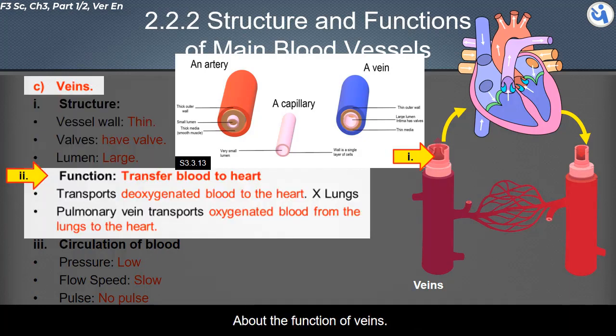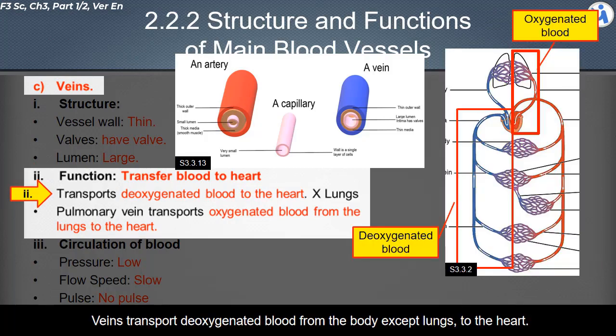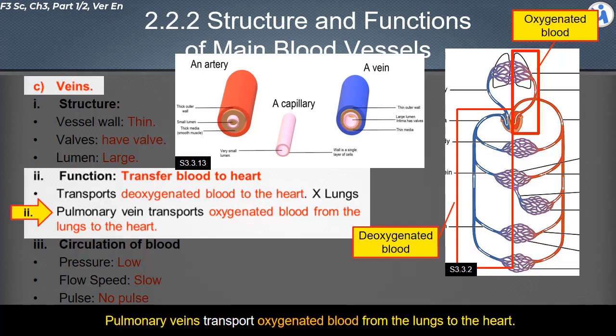About the function of veins. Veins function to transfer blood from the body to the heart. Veins transport deoxygenated blood from the body, except the lungs, to the heart. Pulmonary veins transport oxygenated blood from the lungs to the heart.